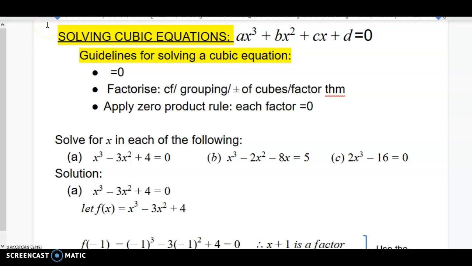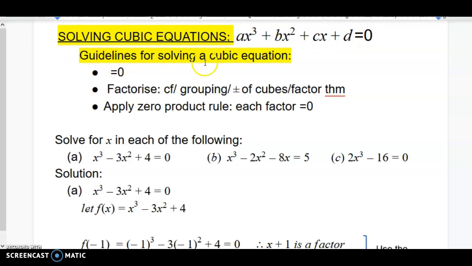Hi grade 12s. In the previous video we dealt with the factor theorem and factorizing cubic expressions. Today we're going to deal with solving cubic equations. That just means your cubic polynomial has an equal sign in it.